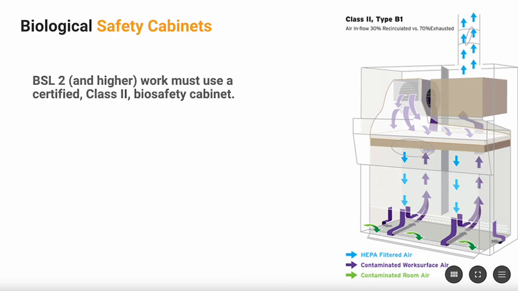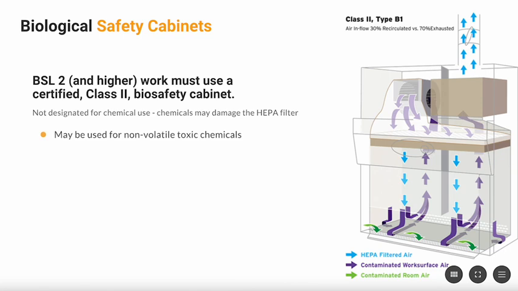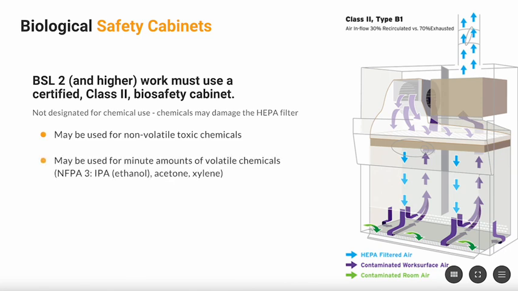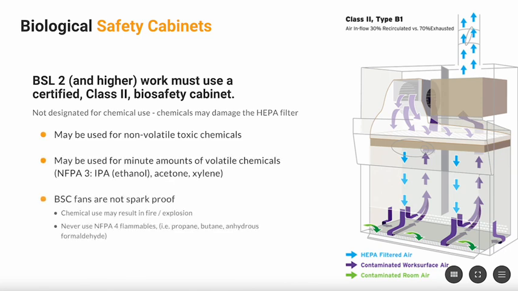Biological Safety Cabinets, BSC, are specialized laboratory equipment used to provide a safe and contained environment for handling biological agents. They are particularly important for BSL-2 and higher work, as they provide an extra layer of protection to prevent the release of hazardous agents into the laboratory environment. Class 2 biosafety cabinets are the most common type used in laboratory settings, and provide a physical barrier between the laboratory worker and the agents being handled. They also use HEPA-filtered air to protect the worker and the environment.